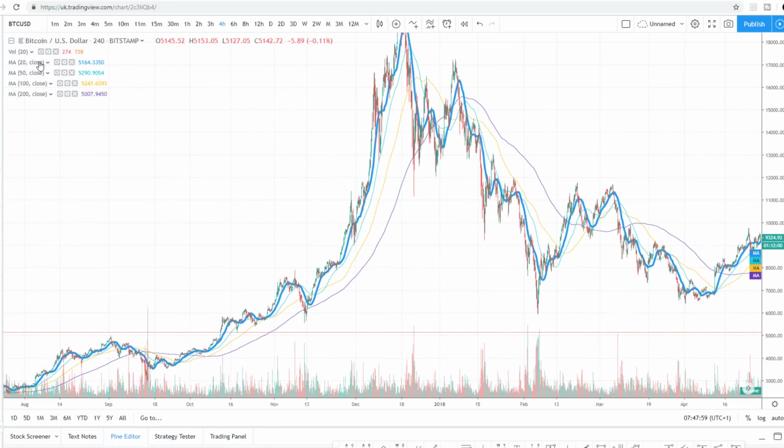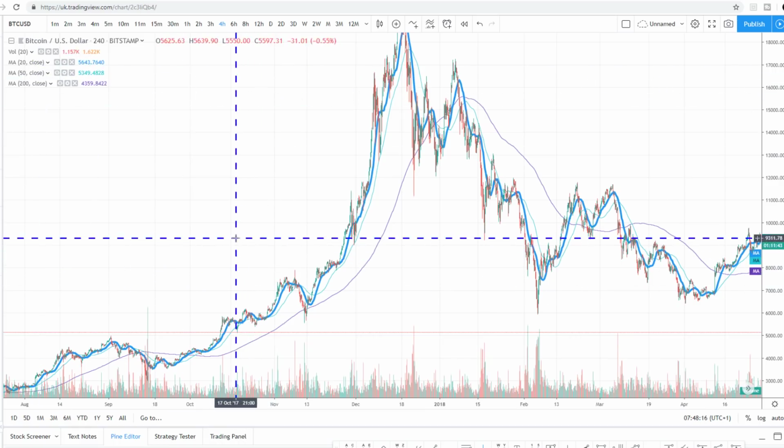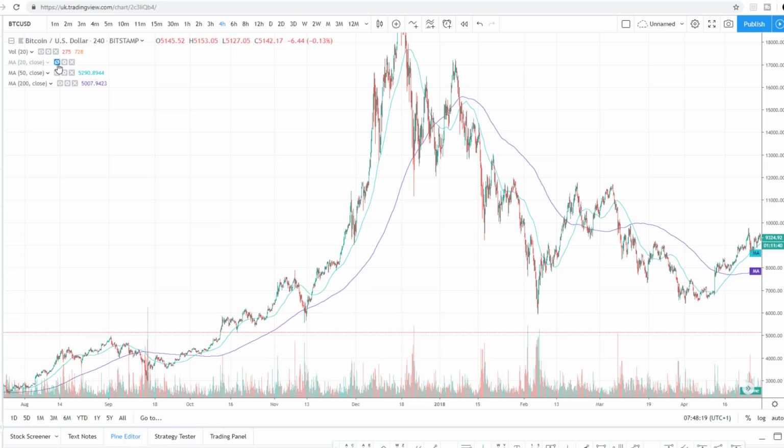Now, out of these three, I would say the least useful in my experience is the 100-day moving average, or the 100-point moving average. I very, very rarely, if ever, use the 100. So if you were to pick three of them, these are the major ones that you want to be interested in. Now, let's just look at what a golden cross is.